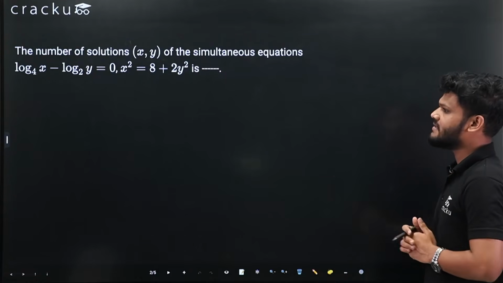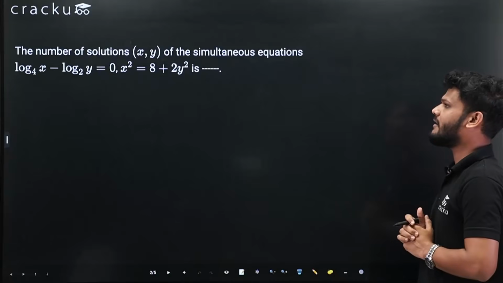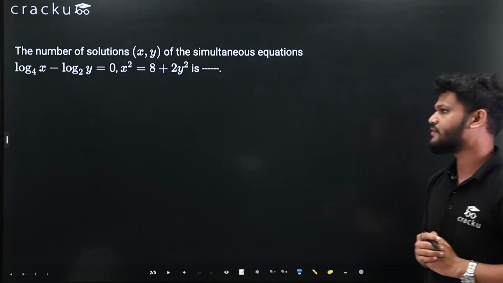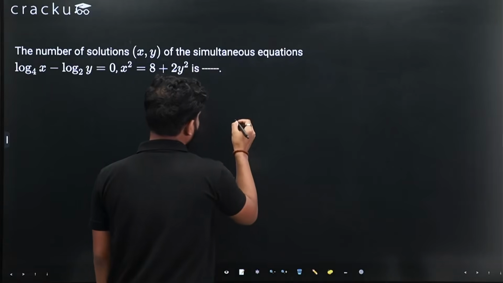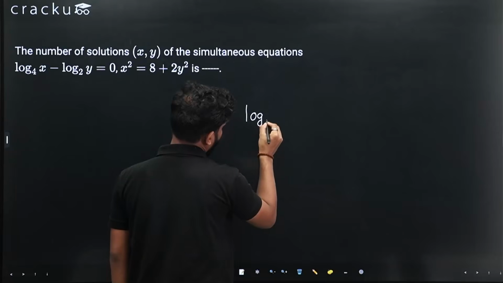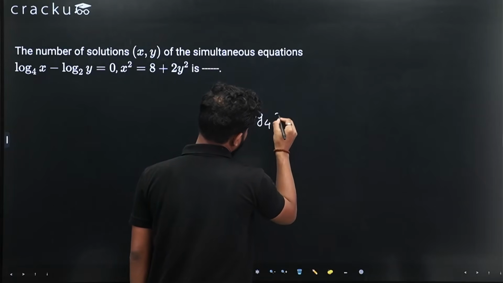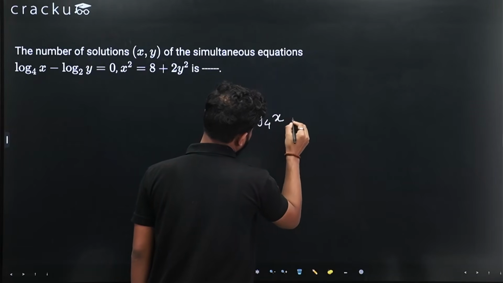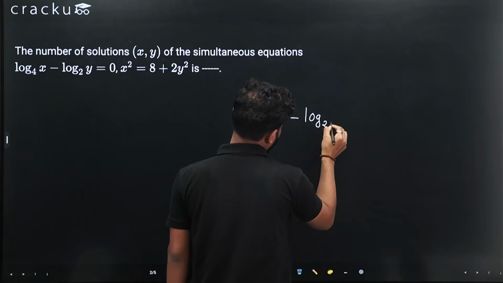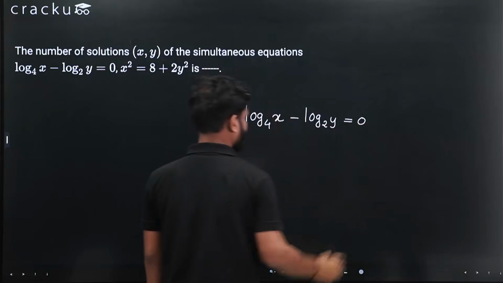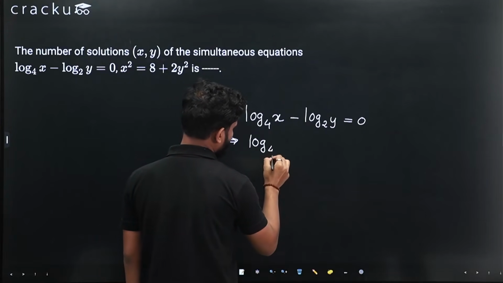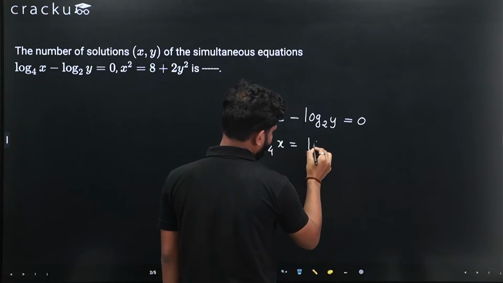In this question we are asked the number of solutions x comma y of the simultaneous equations. We have been given two equations and we need to find the number of solutions. How can we do that? We are given log 4x minus log 2y is equal to 0. From here I can write log 4x is equal to what?